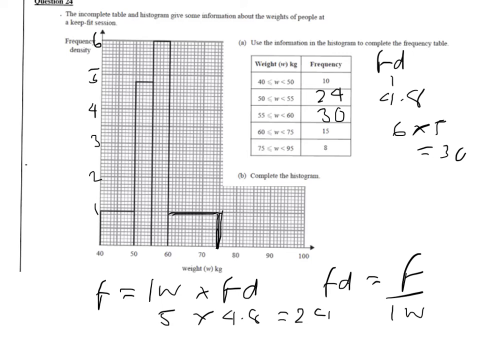Obviously you'll use a ruler and do a tidier job than this, but that should show you how to do it. So finally, the last category, we've got a frequency of 8. To find the frequency density, we divide this by the interval width of 20, and 8 divided by 20 comes to 0.4. So our frequency density for the 75 to 95 is 0.4. So just make sure we draw the correct line, just 4 squares up, and across to halfway between 90 and 100. And that's question 24 complete.